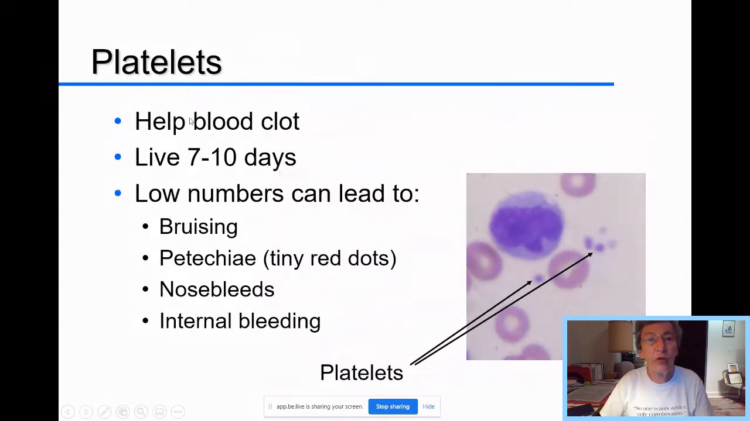Platelets have the role of helping blood to clot. They live for 7 to 10 days, and low numbers lead to bruising, petechiae, nosebleeds, internal bleeding.